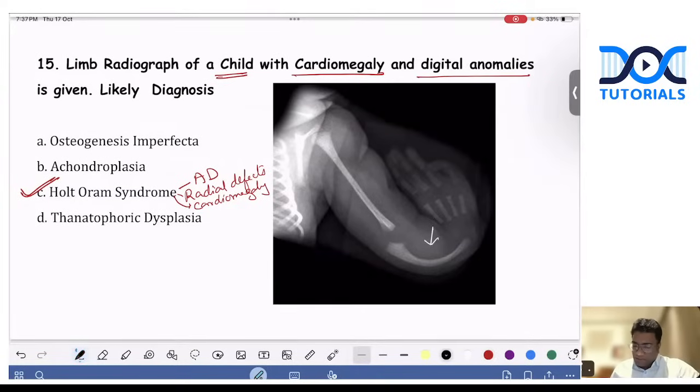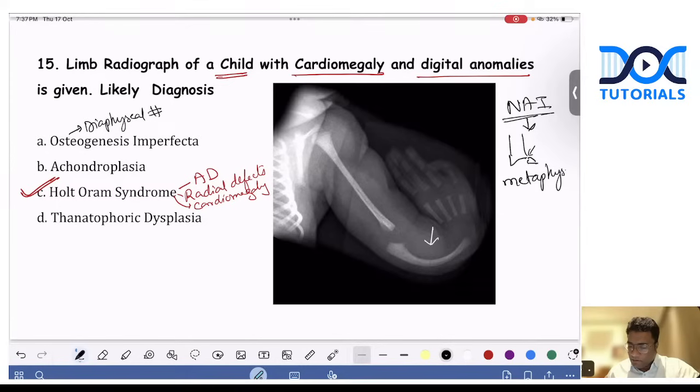Now, osteogenesis imperfecta, think of diaphyseal fractures, antenatal fractures, right? Osteogenesis imperfecta and non-accidental injury of the baby, battered baby syndrome. Non-accidental injury will have metaphyseal corner fractures, whereas diaphyseal fractures is osteogenesis imperfecta. In non-accidental injury, you will have metaphyseal corner fractures, right?